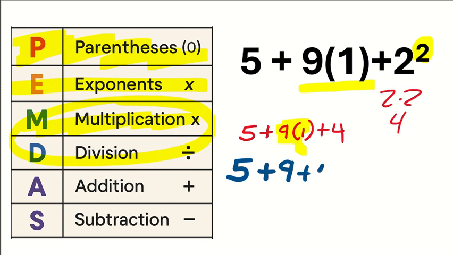9 increased by 4. And the commutative property of addition tells us that we can add these in whatever order we want. So it really doesn't matter what order we add 5 plus 9 plus 4 in. We're going to get the same answer. So 5 plus 9 is 14, and 14 increased by 4 is 18.